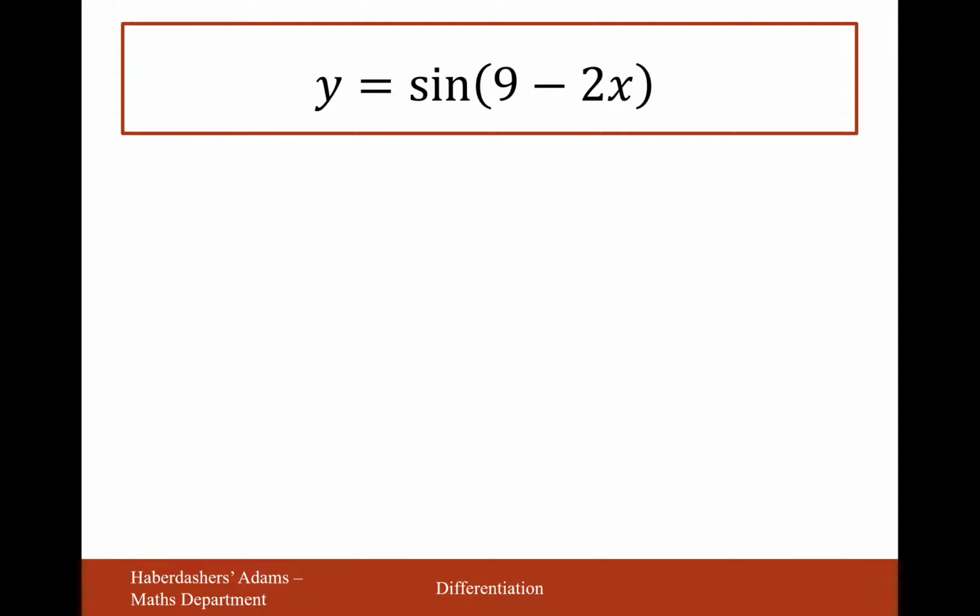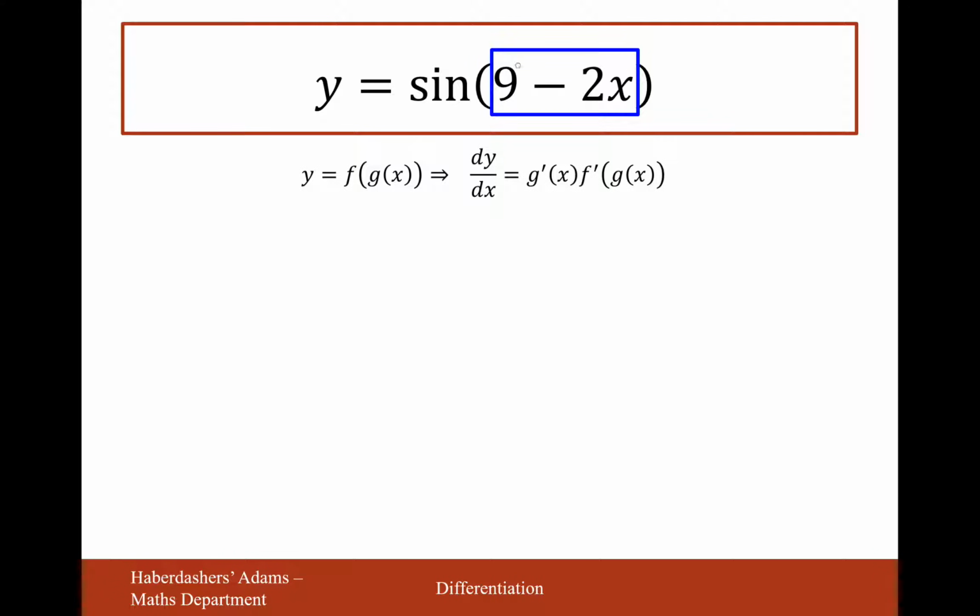Okay, next one, a little bit more tricky then. So again, it's still the chain rule. We have clearly one inside function that's 9 minus 2x, and an outside function which is sine x. So let's get started in differentiating the inside function first.